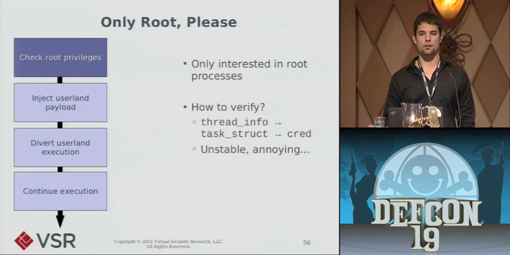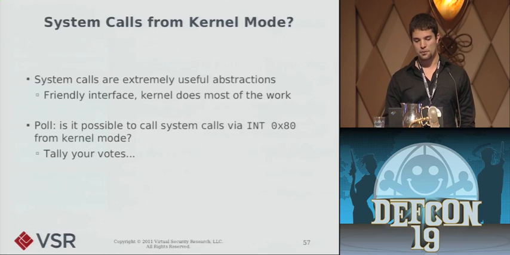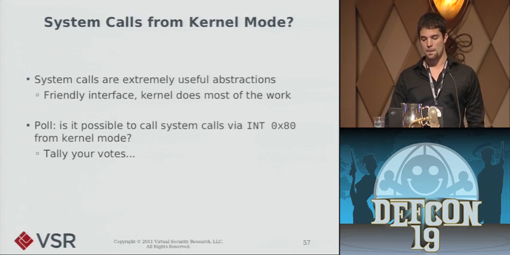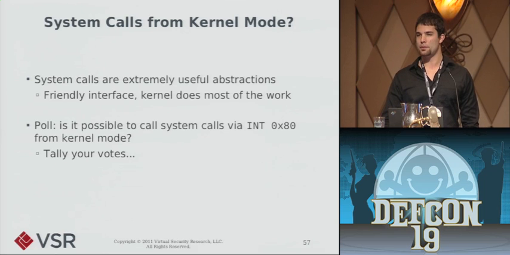But each of these structures sort of is unstable. They change a lot between different kernel versions. You'd have to do it heuristically, and it's sort of a pain. It'd be really nice if we could just call getUID, because that's something we know and understand. It's a very simple interface that will immediately tell us what our user ID is. But the question is, is it possible to call system calls from kernel mode?